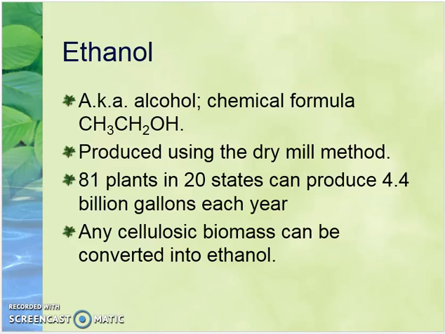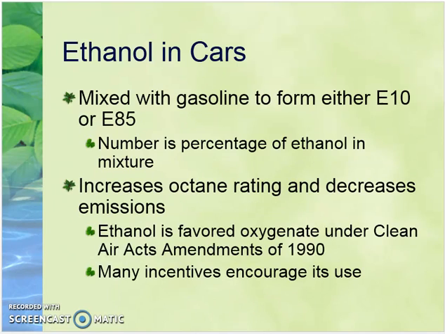Ethanol, an alcohol with chemical formula CH3CH2OH, is produced using the dry mill method. 81 plants in 20 states can produce 4.4 billion gallons each year. Any cellulosic biomass can be converted into ethanol. It is mixed with gasoline to form either E10 or E85. The number is the percentage of ethanol in the mixture.